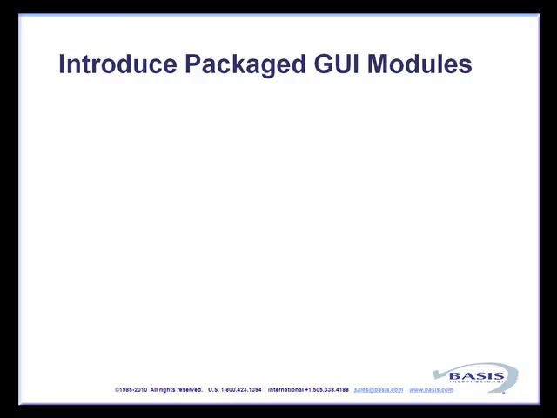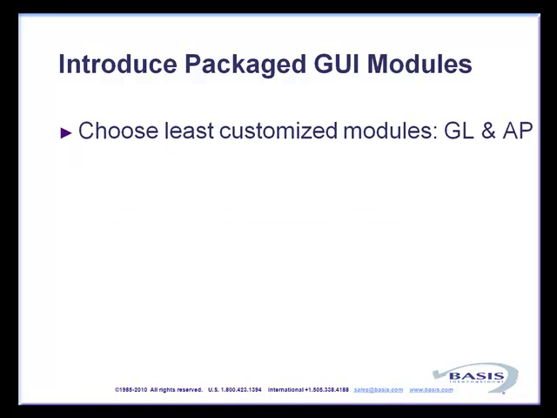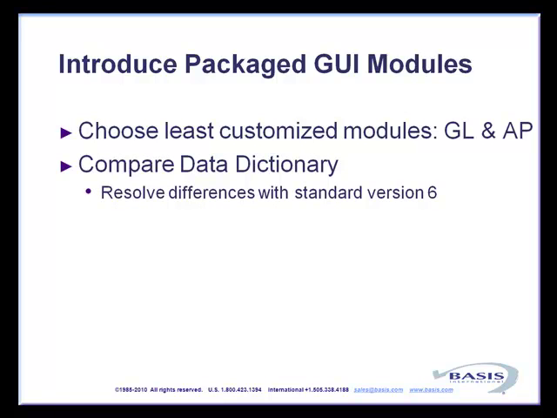So let's have a look at how we decided to take our transition to benefit from the new capabilities of the Barista version of AddonSoftware. How did we introduce these packaged GUI modules? In our case, we chose the least customized modules, General Ledger and Accounts Payable, and decided to integrate those to our customized character-based version of Addon 6. The first point was to compare the data dictionary and resolve any differences with the standard version 6. We may have made some subtle changes to the General Ledger and the Accounts Payable, so we wanted to make sure that the data dictionary was aligned with the new versions.